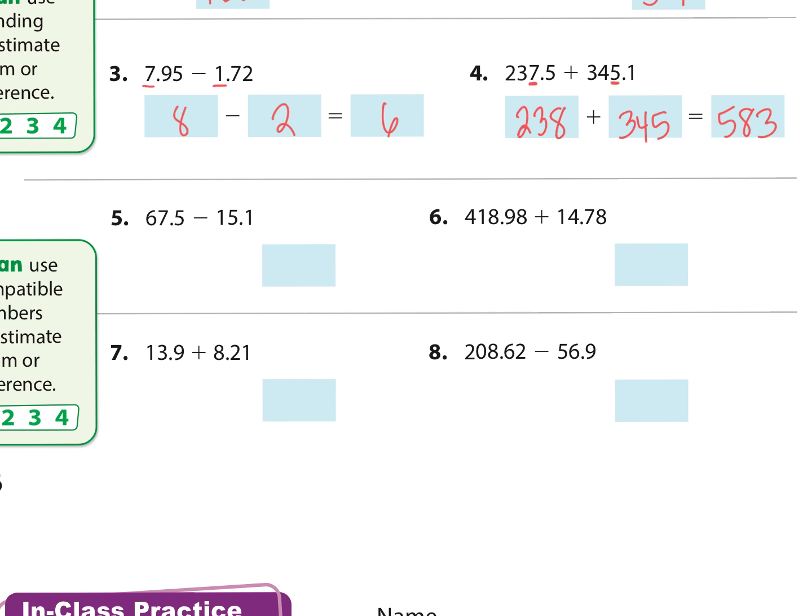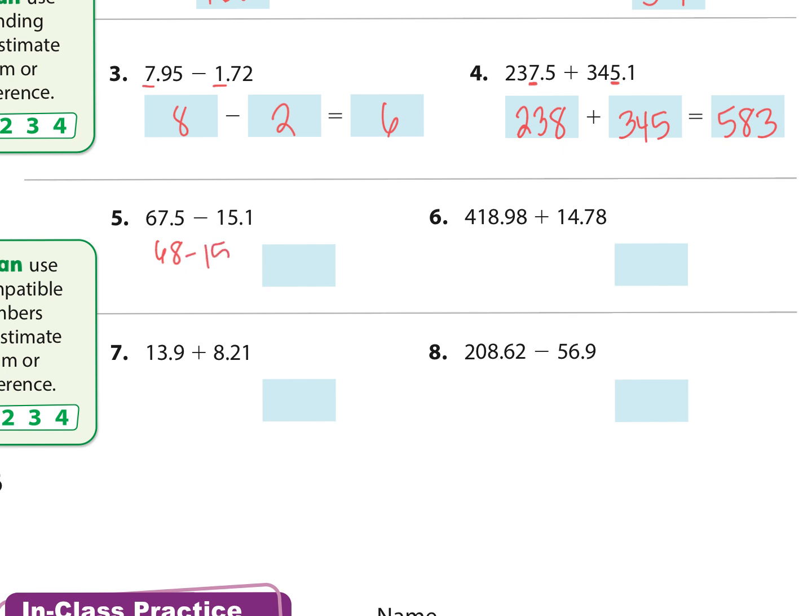583. Great job. Okay, somebody from Peach back here, boy table. Somebody tell me what y'all chose to do on number 5. How did y'all round? We did the same thing. So we did 68.